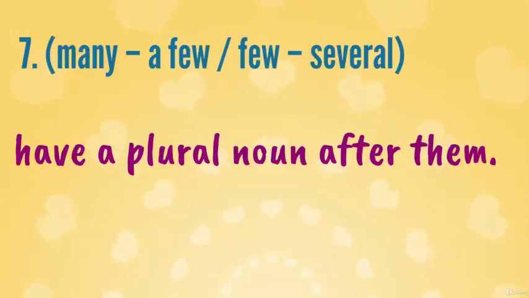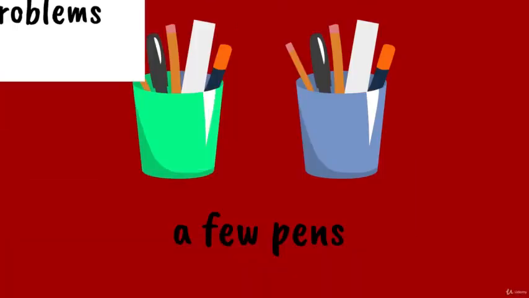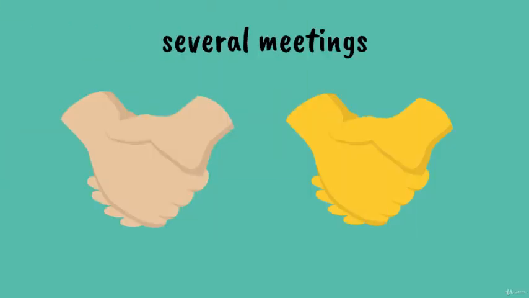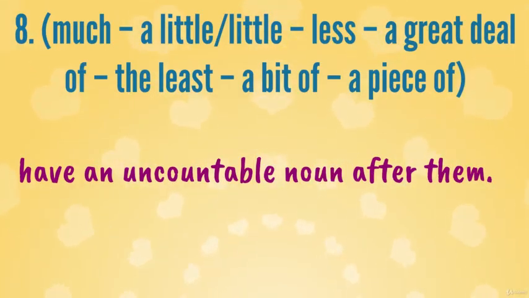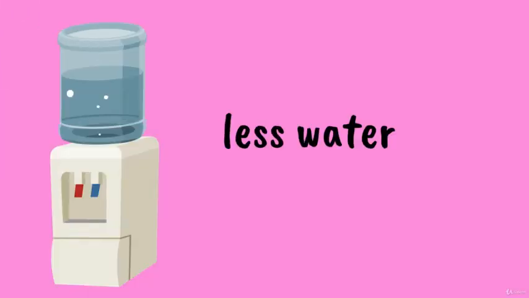7. Many, a few, several, have a plural noun after them. Examples: many problems, a few pens, several meetings. 8. Much, a little, little, less, a great deal of, the least, a bit of, a piece of, have an uncountable noun after them. Examples: much bread, little money, less water.